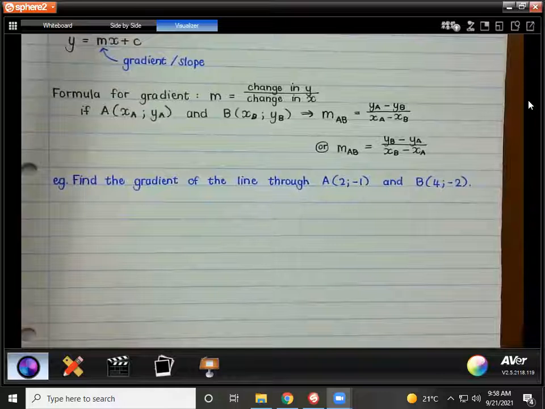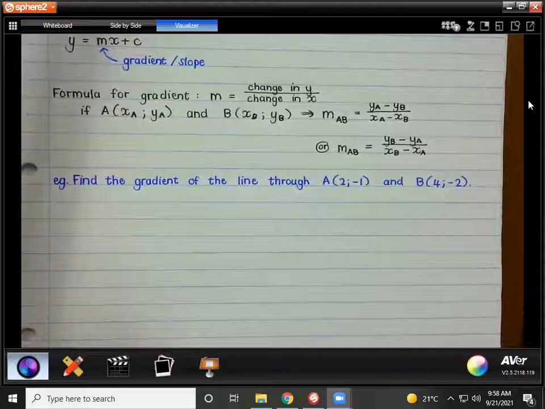So this is a completely different question from what we've been doing so far, okay? We have been finding the x-intercept, finding the y-intercept, and drawing a graph. Now they're giving us 2 points, and they're saying we must find the gradient of the line that will go through those 2 points.